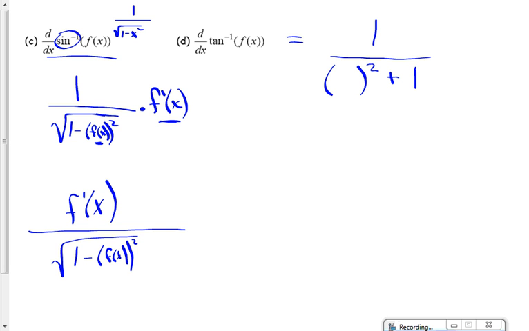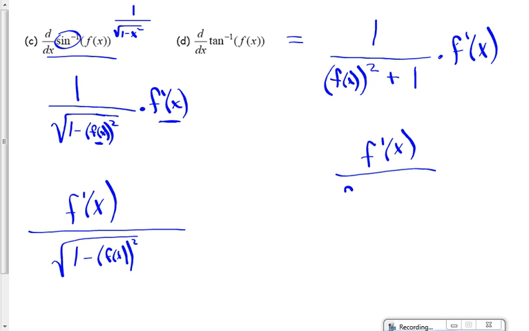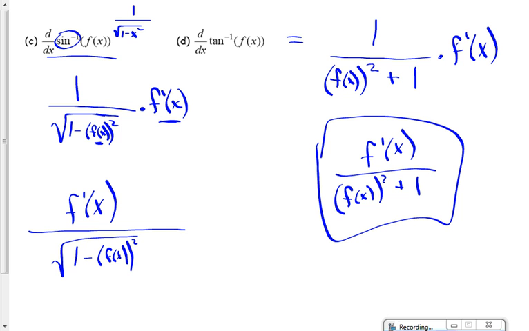What goes in for x? F of x. What do we multiply by? The derivative of the Tootsie Roll center, right? Chain rule. So I would write it like this: f prime of x divided by f of x squared plus 1. Okay? And that's all symbols.